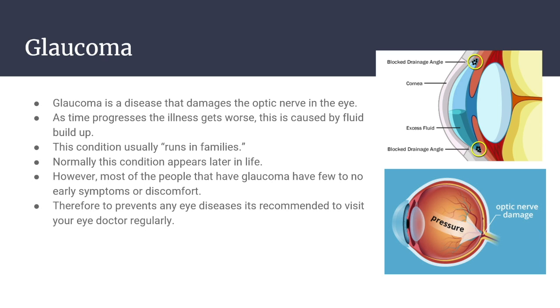Hello, my name is Ana Viera, and today I'm going to introduce to you an eye disease called glaucoma. Glaucoma is a disease that damages the optic nerve in the eye, and this condition gets worse over time, and it's often caused by buildup of pressure inside of your eye. This condition tends to run in families, and usually the patients that do have it, they usually don't get it until later in life.